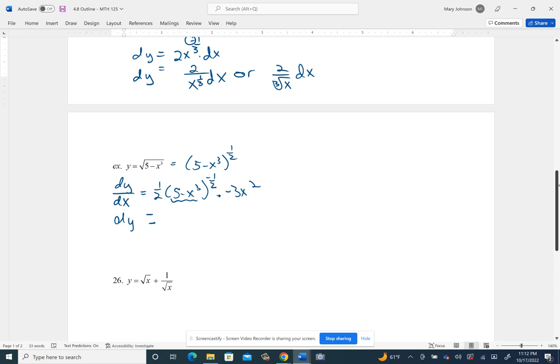Let me go ahead and just look at this whole thing. So it would be negative 3x squared would be on top. Down here I'd have the 2 and the 5 minus x to the third in the denominator with a square root on it. Okay, and that was dy/dx. So dy would equal that.